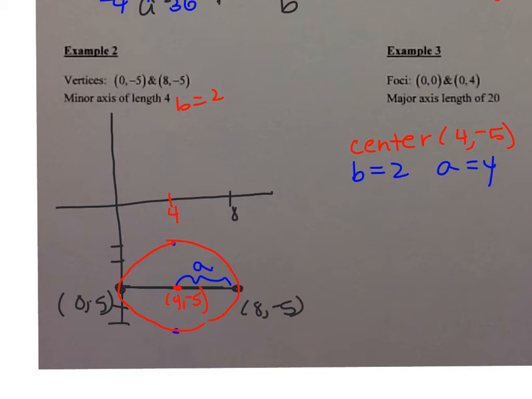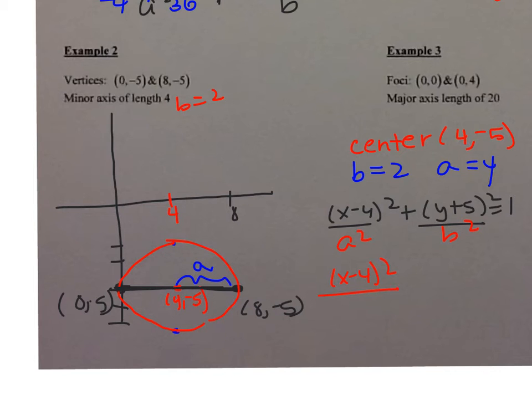All right, so let's start writing the equation. We have (x minus 4) squared plus (y plus 5) squared is equal to 1. My major axis is going left to right, so it has to go underneath the x. This is going to be my a squared, and this one's going to be my b squared underneath the y for my minor axis. So it would be (x minus 4) squared over 4 squared, which is 16, plus (y plus 5) squared over 2 squared, which is 4, and that equals 1.